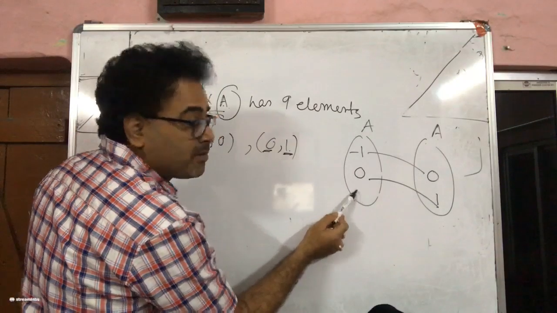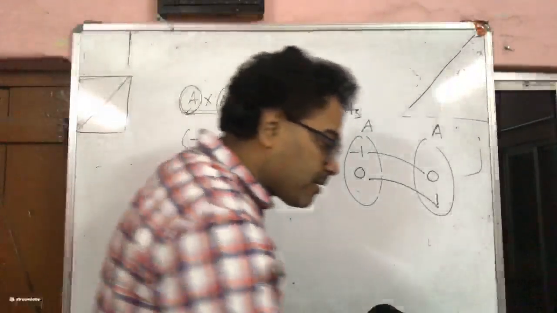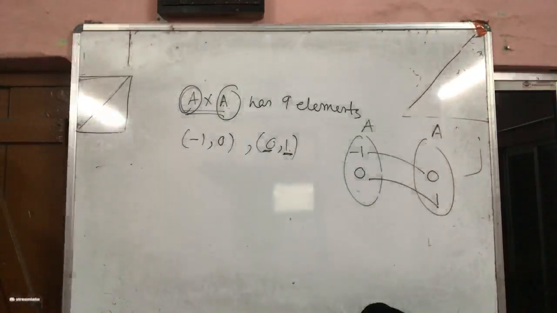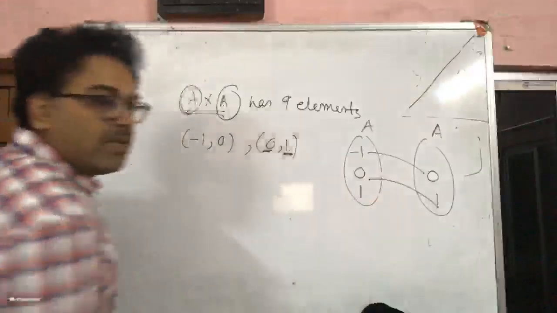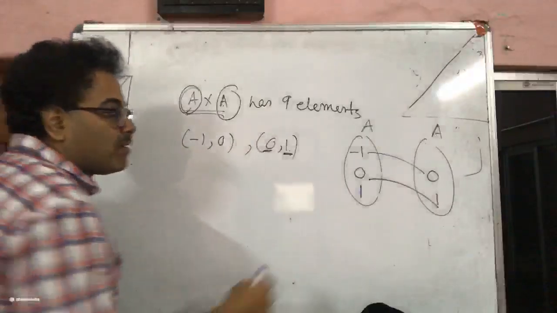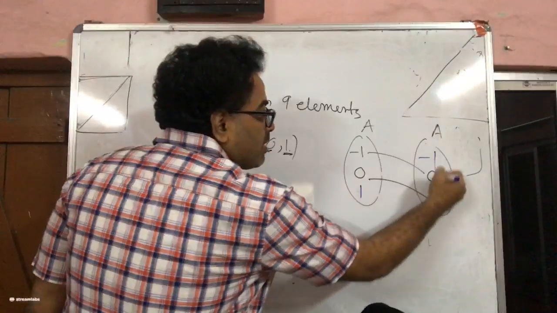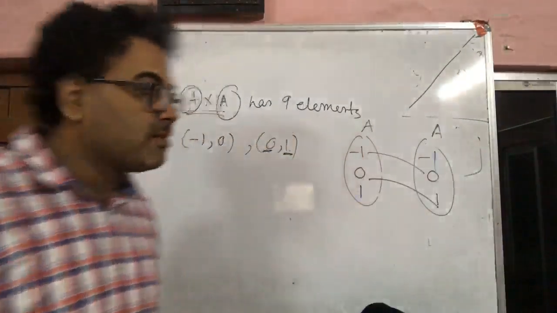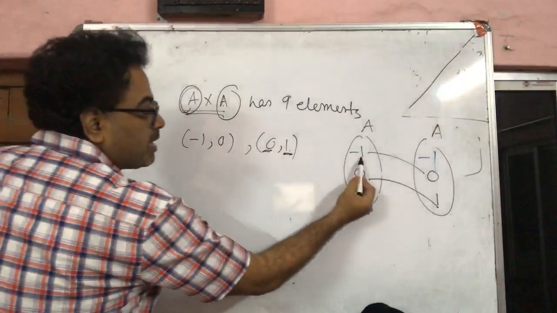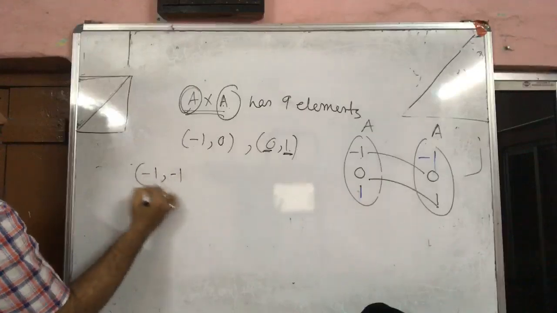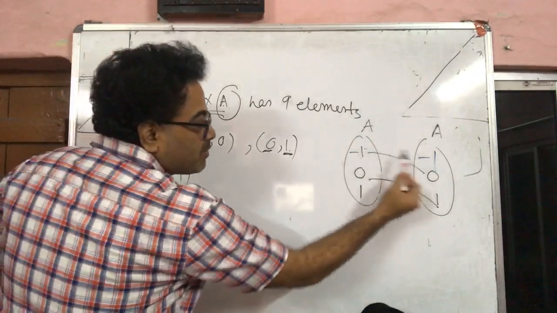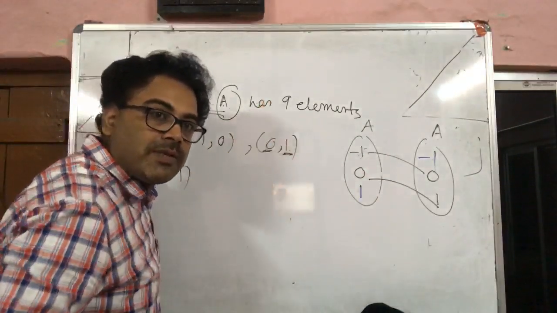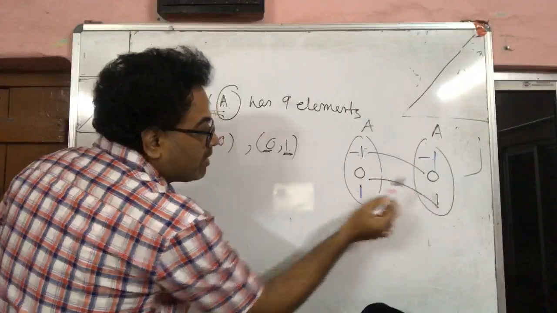So what is missing here? 1 I think, and here in this set what is missing? -1. So you have to write down the remaining pairs. So what is the first pair? -1 to -1. First pair. Okay, clear? -1 to 0 you won't be writing, it is already there. You have been asked to write the remaining pairs only. Now -1 to 1.